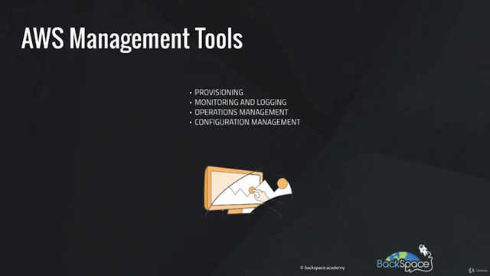CloudFormation allows you to use a text file to define your infrastructure and to use this text file to deploy resources on the AWS cloud. This allows for the defining of your infrastructure as code, and you can manage your infrastructure with the same version control tools that you use to manage your code.